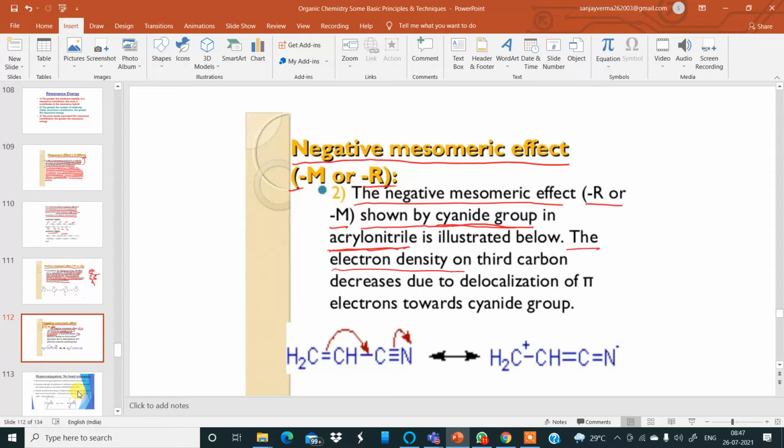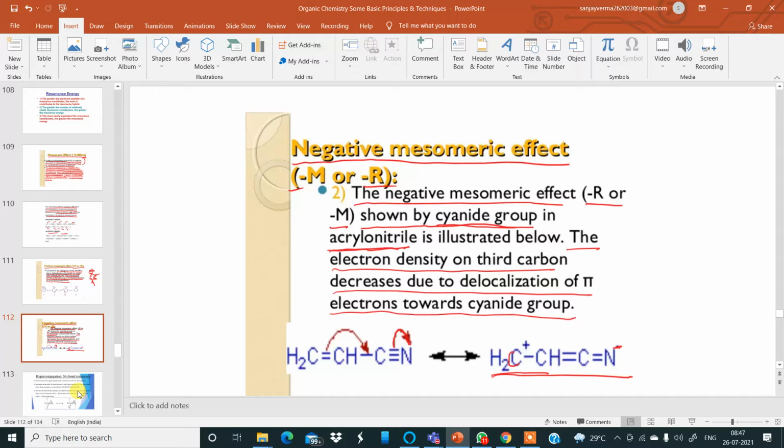The electron density on the third carbon decreases due to delocalization of the pi electrons towards the cyanide group. Okay, now look at it very very carefully. This nitrogen is pulling electrons. It is pulling the pi electrons onto itself. Okay, like this. And because of this pulling, these pi electrons are getting pulled onto this single bond. So there is a charged species being formed. Okay, like this. This carbon will carry a positive charge, and this nitrogen will carry a negative charge after that. So that is an example of mesomeric effect.